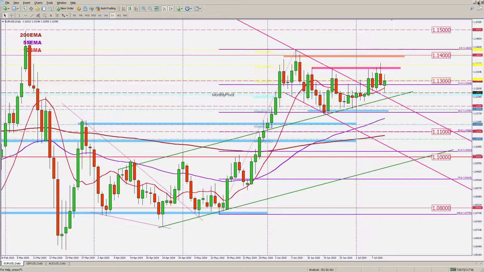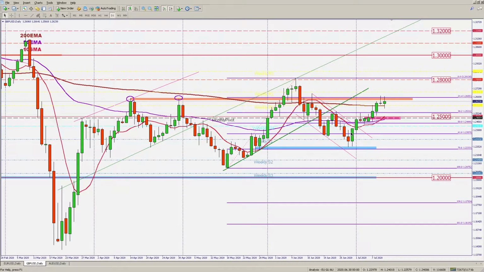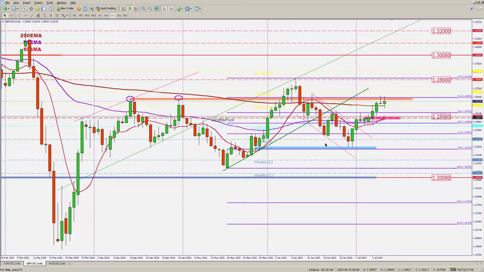All right, let's take a look at the cable. And cable has been recovering over the past 2 weeks, bouncing off from key support and now finding resistance at the weekly 55 EMA and also hitting the 21 pip retracement level. After bouncing off from the 125 round figure level, it's finding some resistance now, and the monthly pivot was just below that, around the 125 area as well.